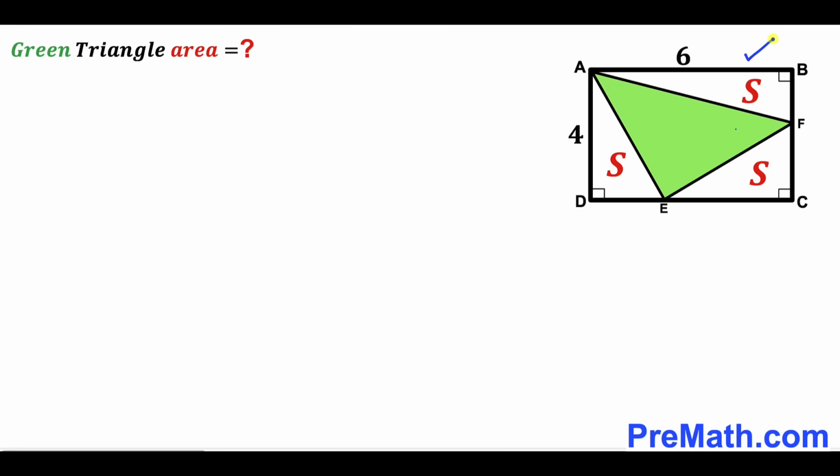As you can see in this given diagram, we have three other white triangles as well, and all of these white triangles have the same area represented by uppercase S square units. Moreover, the length of this rectangle is 6 units and the width is 4 units. Now our task is to calculate the area of this green shaded triangle.